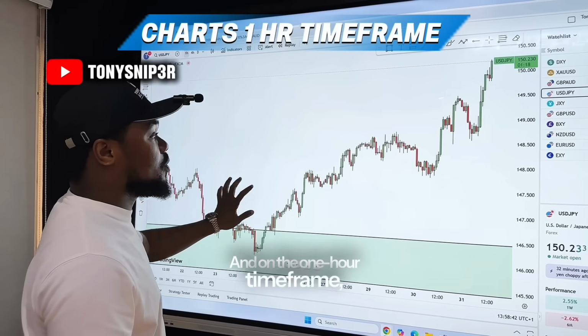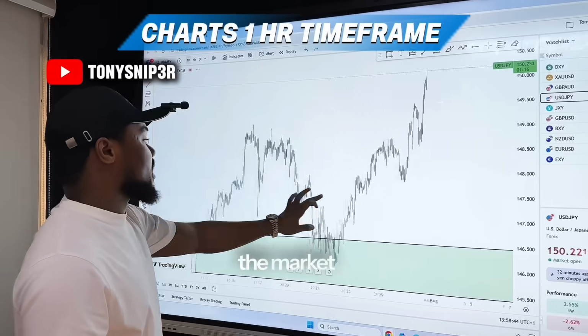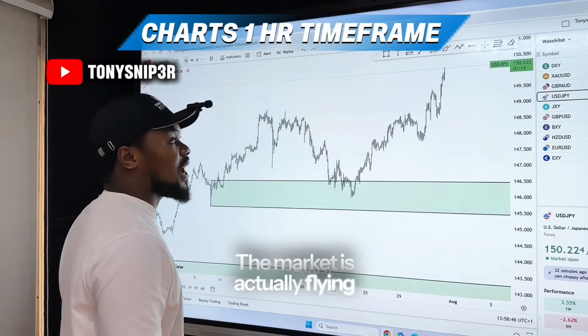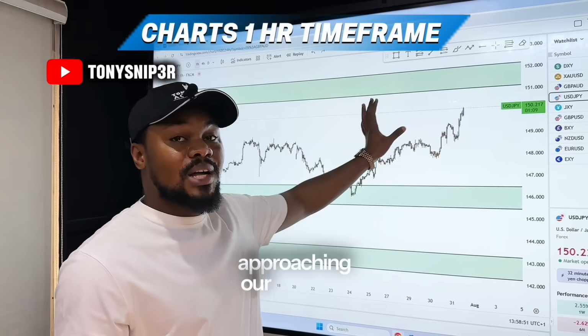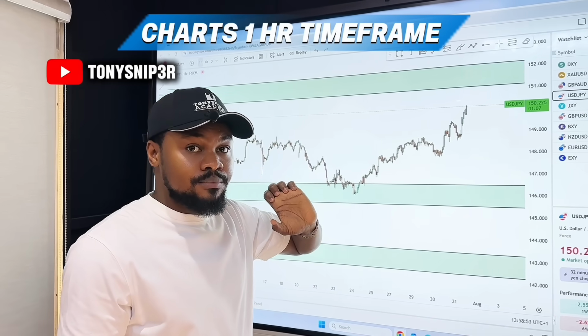And on the 1-hour time frame, we can clearly see that the market is actually what? The market is actually flying to the upside. And the market is approaching where? The market is approaching our daily key level, right?